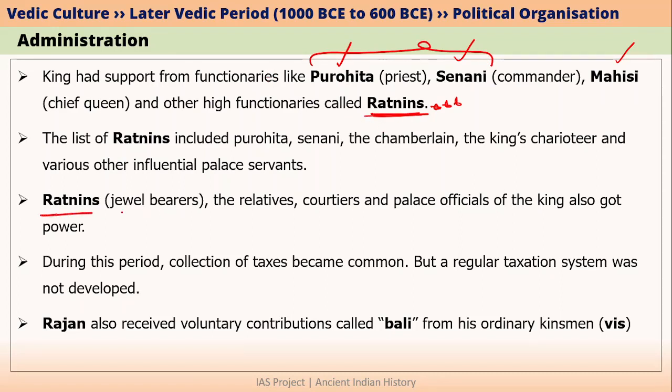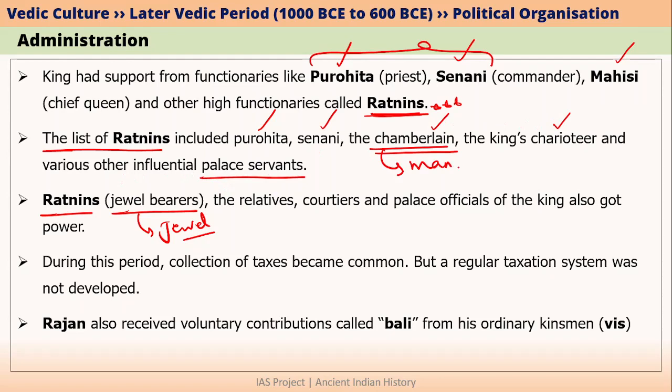Ratnin simply means a jewel bearer. A jewel bearer means that officer basically has a jewel with him. And the jewel basically shows the authority of the officer. So the list of Ratnins include Purohita, Senani, Chamberlain, King's Charioteer, and various other influential palace servants. Chamberlain simply means manager of the royal household. So Chamberlain was basically the person who was taking care of the king's household.